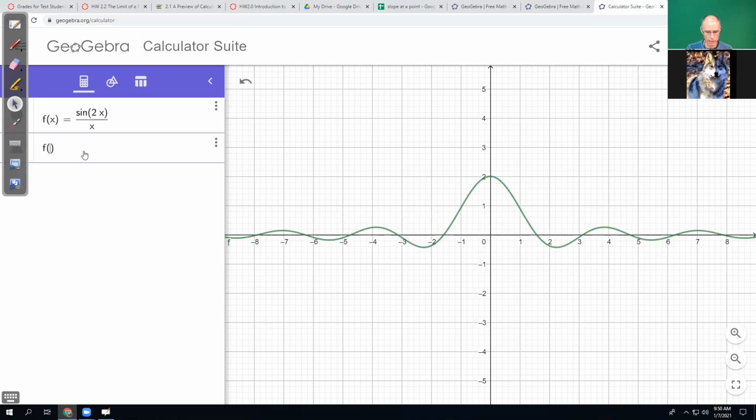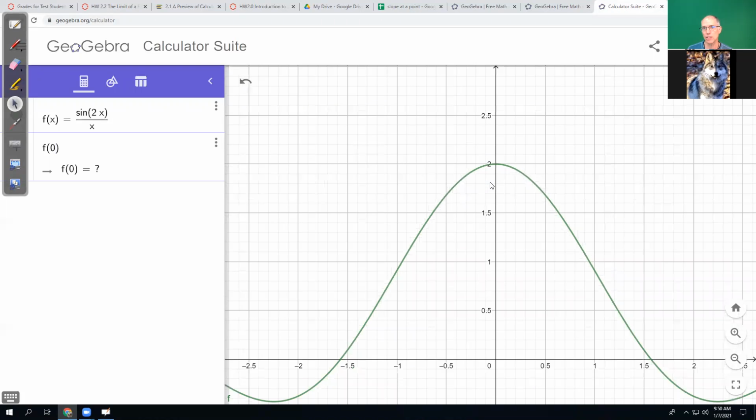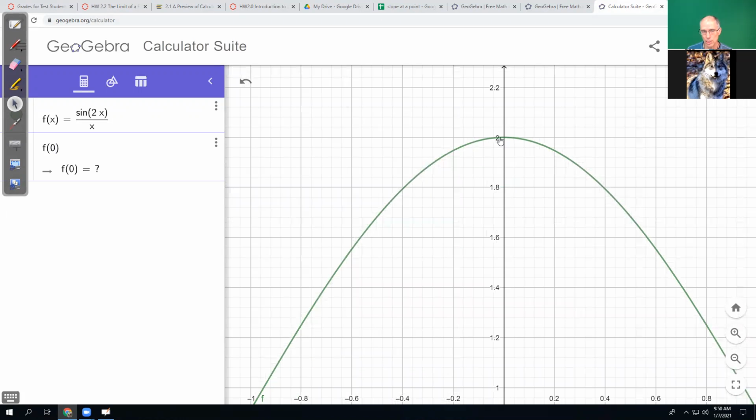If I try to plug in 0, if I try to cheat, the computer says, huh? You can't plug in 0 because you get 0 over 0 there. But clearly the graph looks like it's approaching 2. I can zoom in there and say, man, that looks like 2. I could check by plugging in some numbers. What happens if I plug in f of 0.001? Hey, that's pretty close to 2, but just a little underneath.